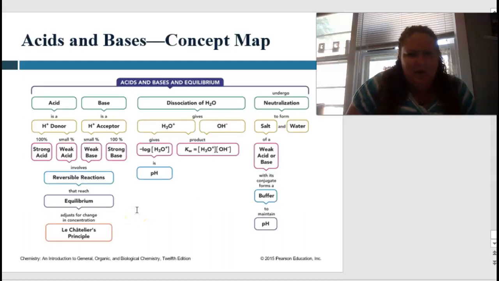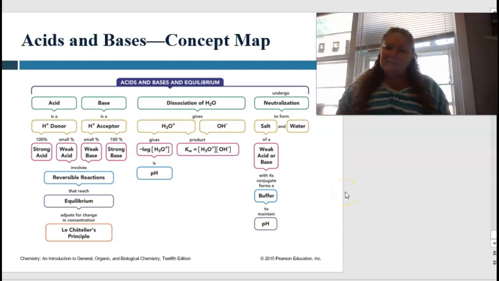So here is your concept map about everything that we talked about today in chapter 10.